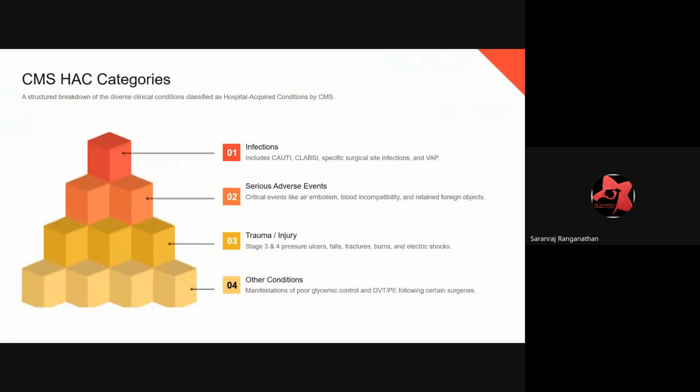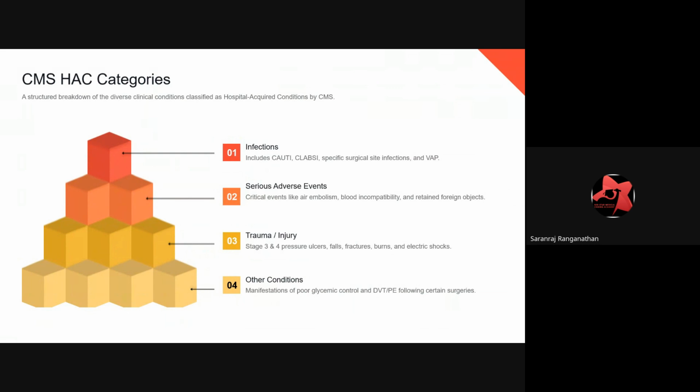Then CMS HAC categories. HAC means hospital-acquired conditions, the structural breakdown of the diverse clinical conditions classified as HAC. Infections come under one category. Serious adverse events come under one category. Then trauma and injury come under one category. Then other conditions come under one category. So the HAC has been categorized into 4 different categories: infection, serious adverse event, trauma, and other conditions.